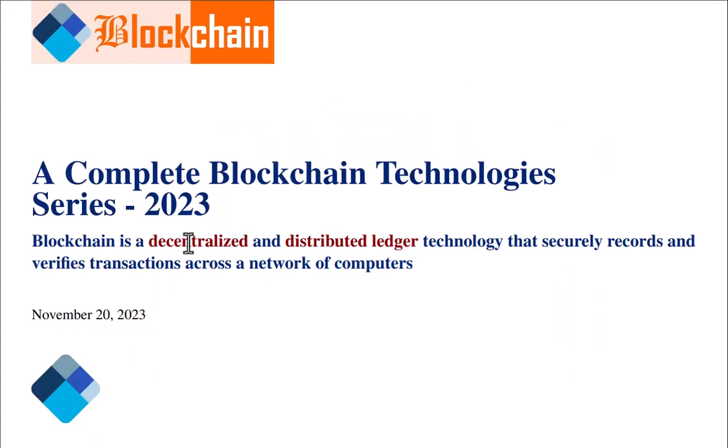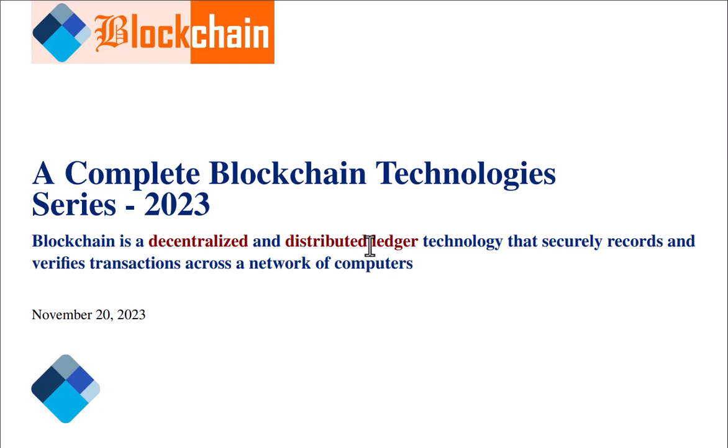Now we are again at the first slide. There was a term, the term was distributed ledger. First you should know what a ledger is. Ledger is the record of all financial transactions. So when we say distributed ledger, it means a copy of the ledger is distributed among all nodes.